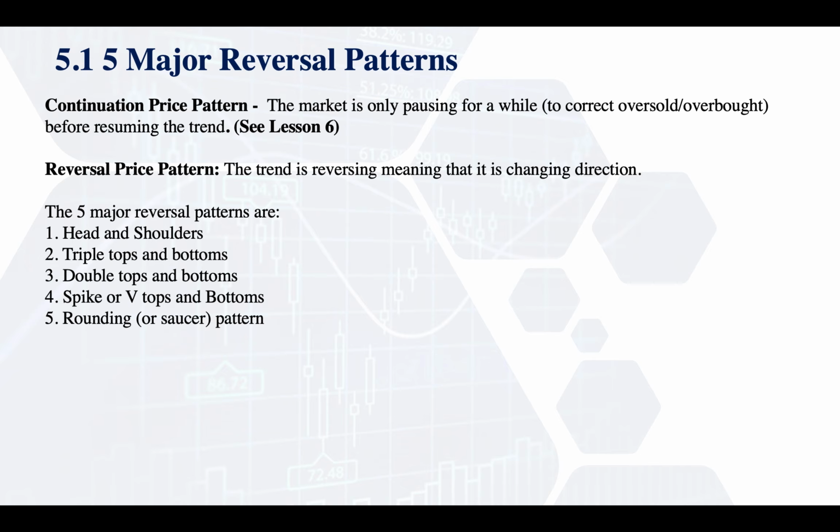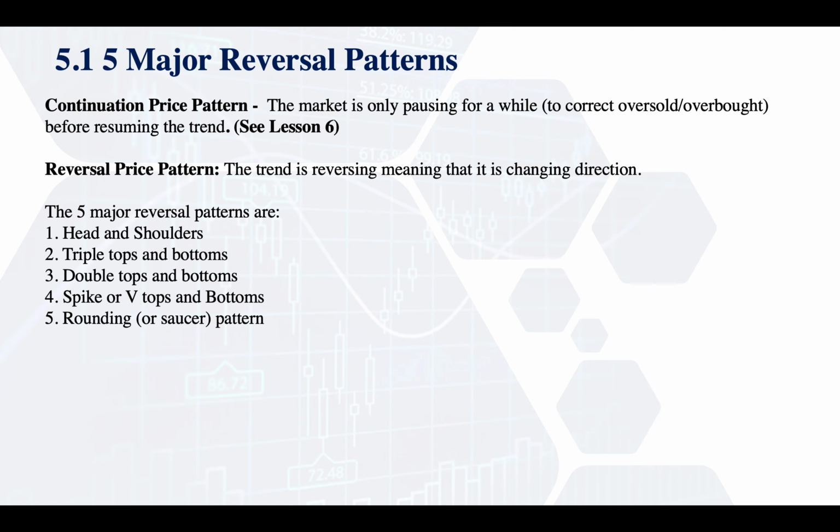There are 5 major reversal patterns, but the ones that are easy to recognize are head and shoulders, triple tops and bottoms, and double tops and bottoms. Even the spike or V-tops are easy to see. The rounding or saucer pattern is more complicated and not very frequent. But now we are going to have a look at head and shoulders. The head and shoulders is the main reversal pattern. All the others, like the triple tops and double tops, are just variations of the head and shoulders.